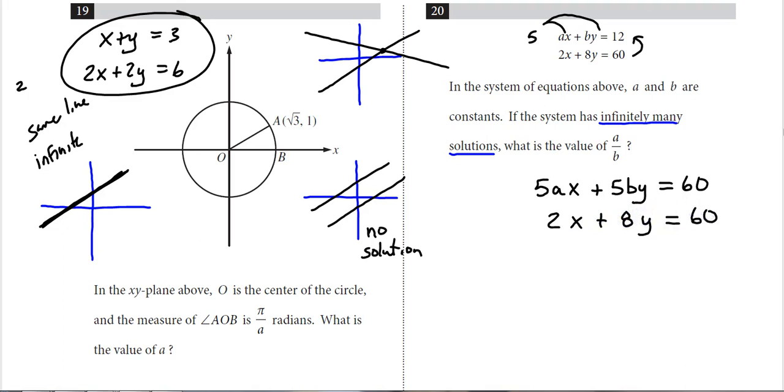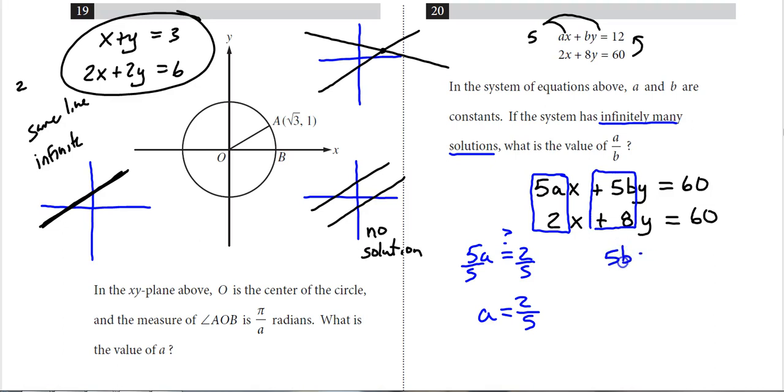Right now they're almost matching, but to get them to match, I have to figure out how to make 5a equal 2. So when is that going to equal 2? I just have to solve for it. I divide both sides by 5, and I get a equals 2/5. Then over here, how am I going to get that to become an 8? So when does 5b equal 8? We divide both sides by 5, and I get b equals 8/5.